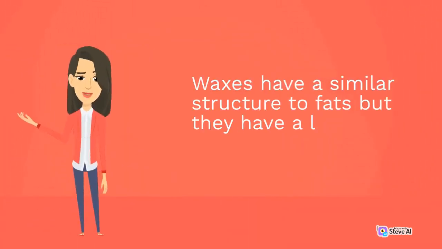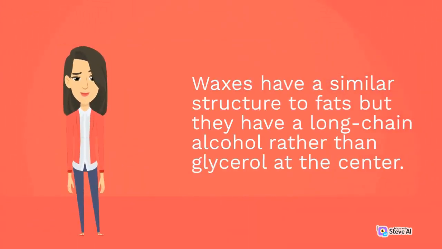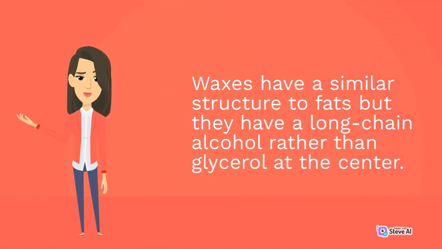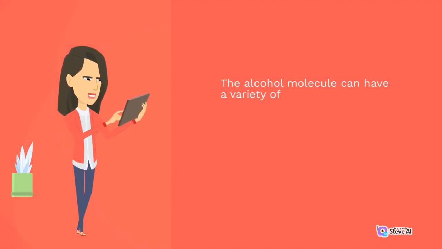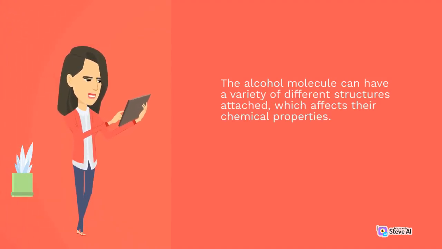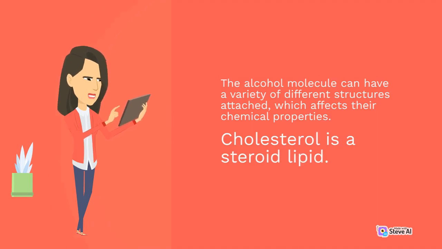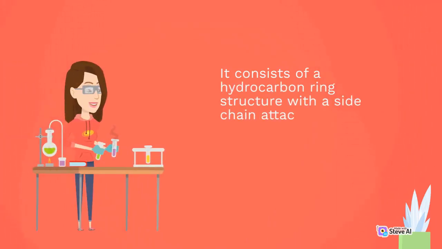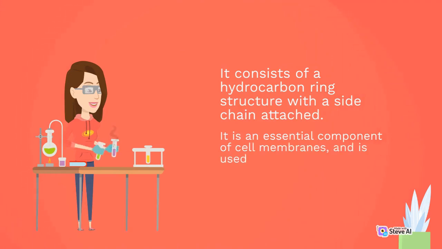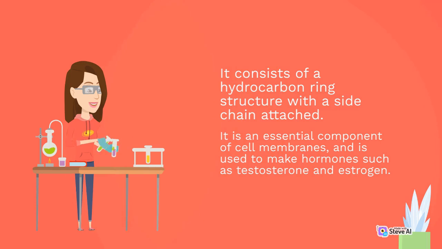Waxes have a similar structure to fats, but they have a long-chain alcohol rather than glycerol at the center. The alcohol molecule can have a variety of different structures attached, which affects their chemical properties. Cholesterol is a steroid lipid. It consists of a hydrocarbon ring structure with a side chain attached. It is an essential component of cell membranes, and is used to make hormones such as testosterone and estrogen.